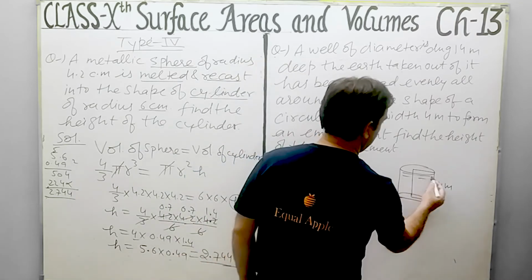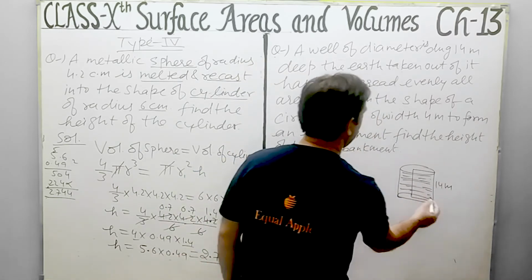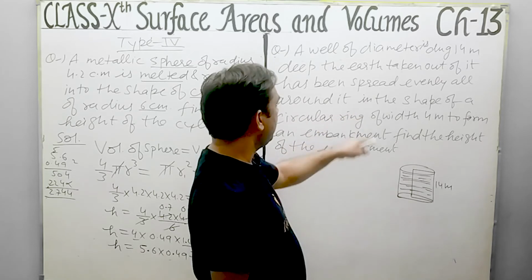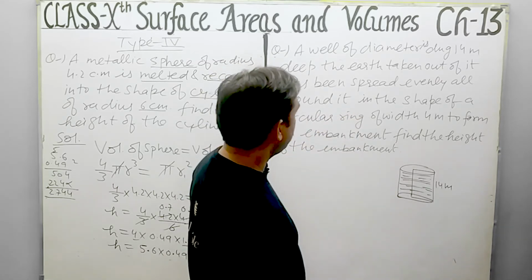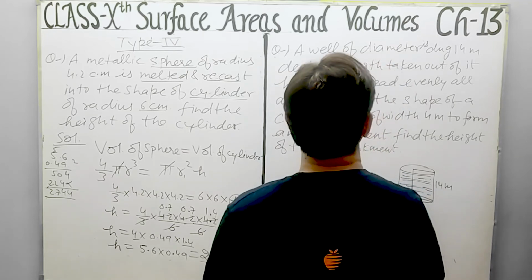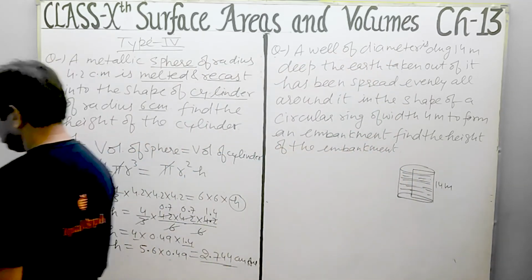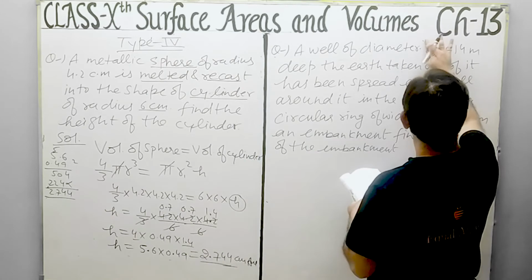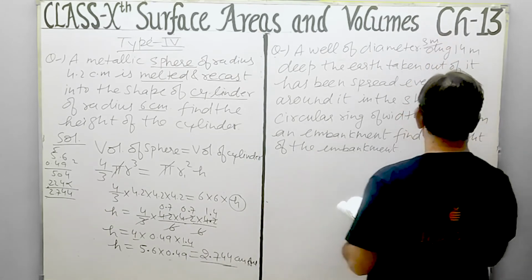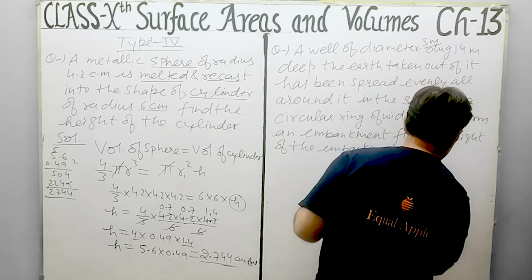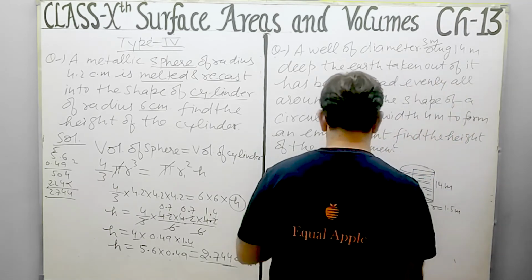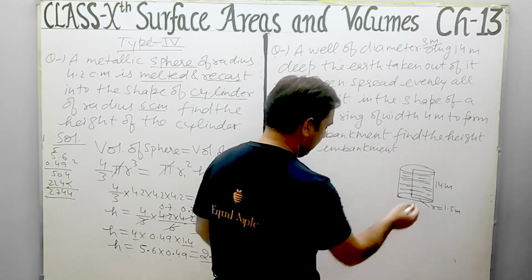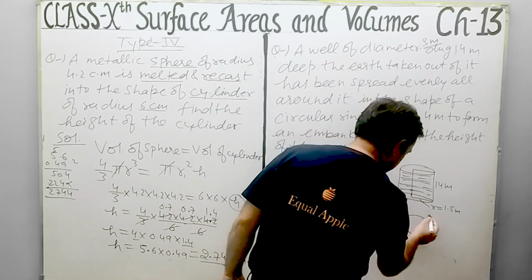Earth from this well is taken out and spread evenly all around it, dug out 40 meter deep, and its diameter is 3 meter. Diameter is 3, then the radius will be 1.5 meter, right? And from this well, the earth is taken out and spread like a ring shape.